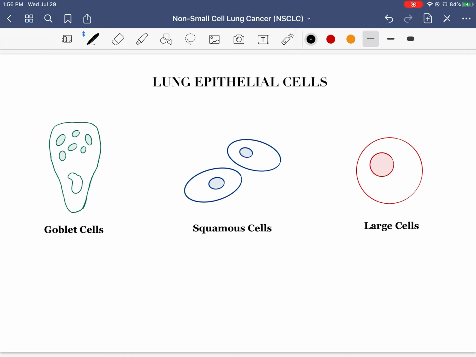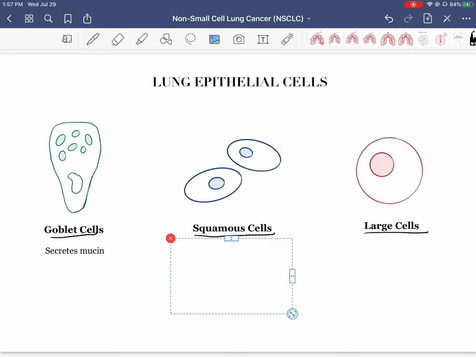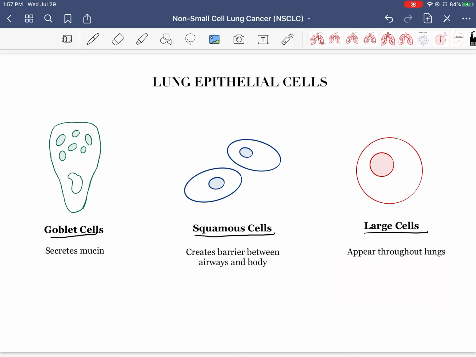Your lung tissue and respiratory tract are bordered by several types of cells, known as epithelial cells. The types that we are most interested in include goblet cells, squamous cells, and large cells. Goblet cells are responsible for secreting mucin, which helps keep the lung moist and traps foreign invaders. Squamous cells are flat cells that help create the barrier between the airways and the rest of the body. Large cells are pretty much just that, large cells. These cells can appear throughout the lungs.